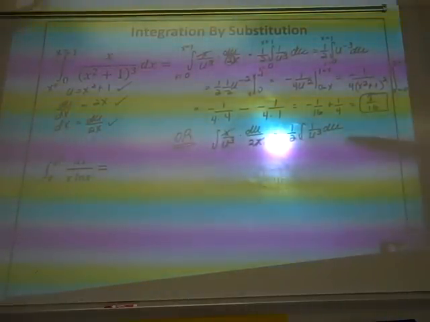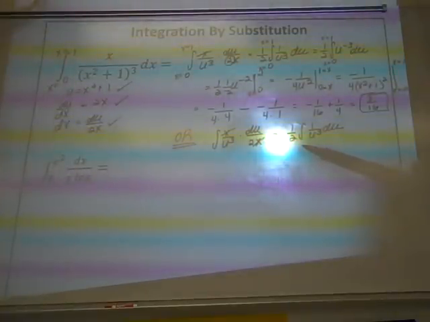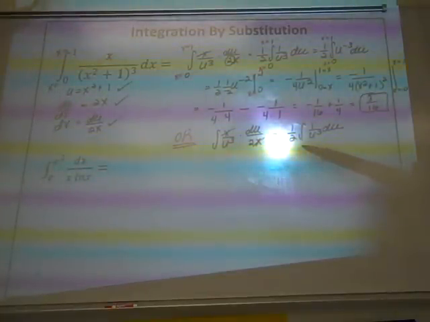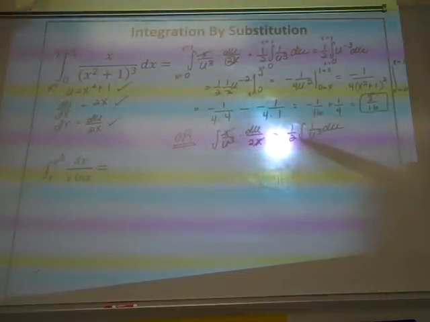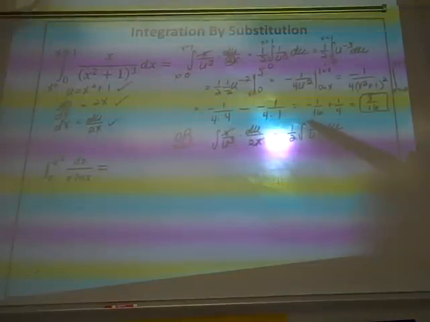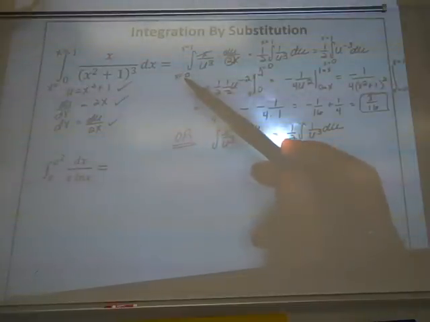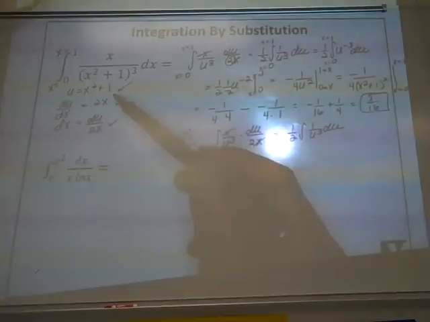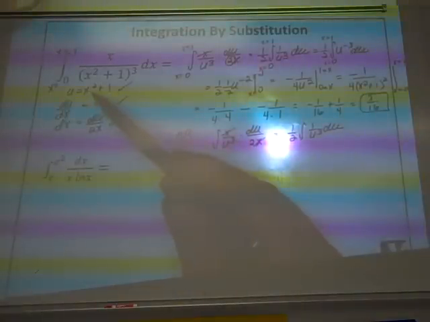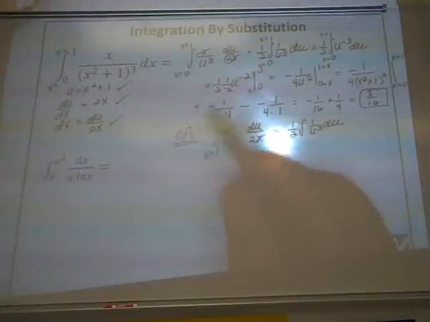Because the integrand is all in terms of u, our limits of integration need to be in terms of u. I'm going to say that again. Because the integrand is in terms of u, we need our limits of integration to be in terms of u. So, let's see. We started off with x equals 0 as the lower limit. We have this relationship that u is equal to x squared plus 1. So that means that u is equal to 0 squared plus 1. So my lower limit of integration is going to be u is equal to 1.